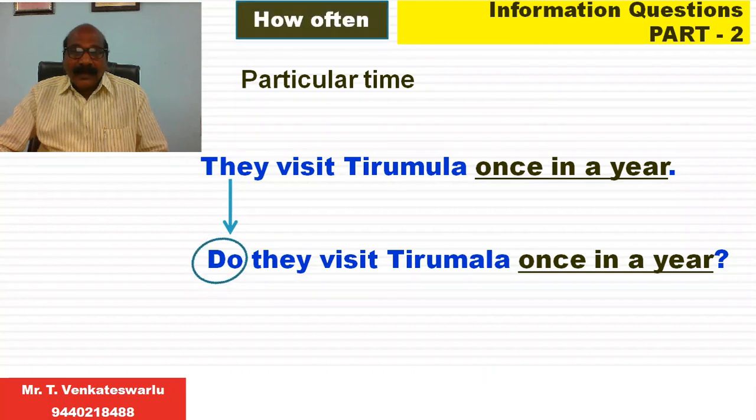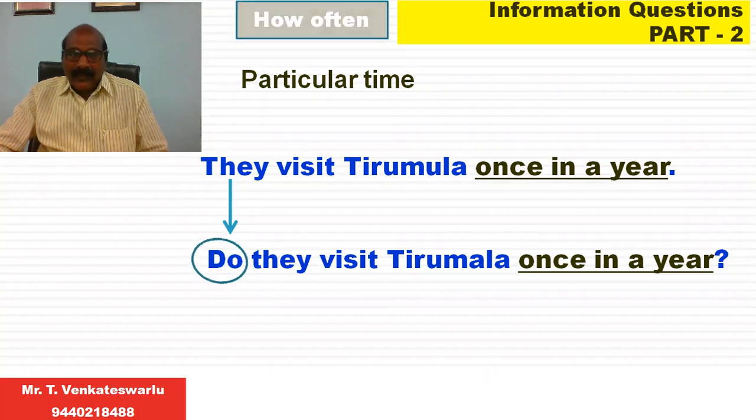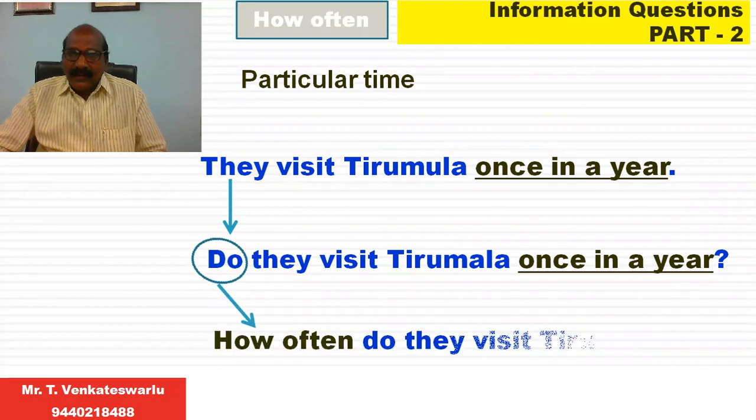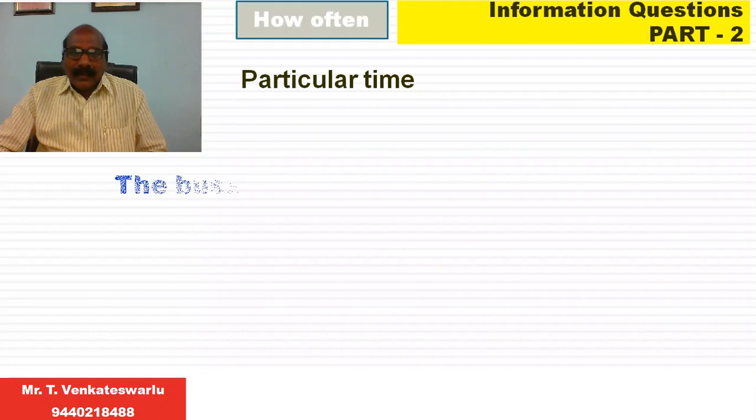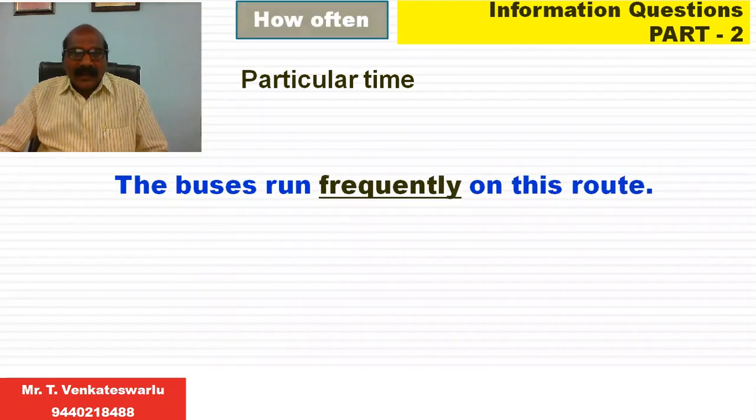And the underlined part refers to a particular time. So we have to begin the question with how often. How often do they visit Tirumala? And the underlined part is deleted. Next, another example. The buses run frequently on this route.